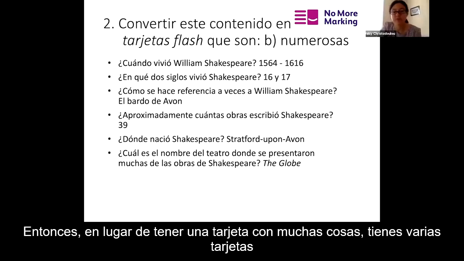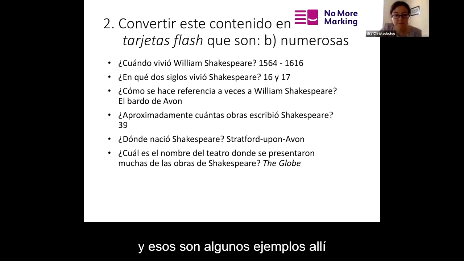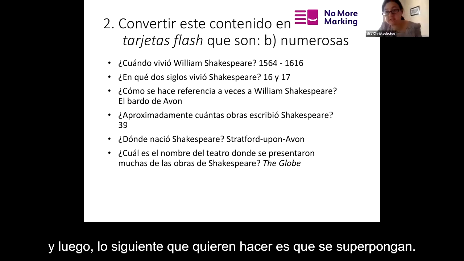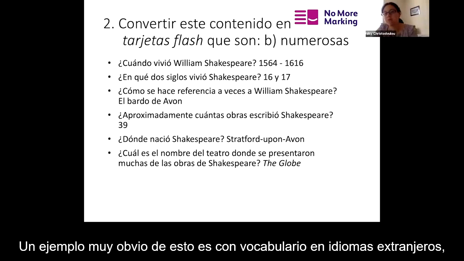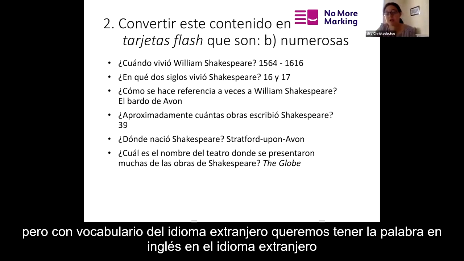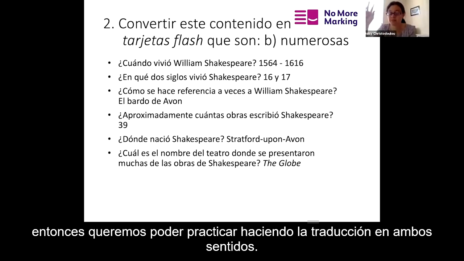Okay? So rather than having one flashcard with loads of stuff on it, you have several flashcards, and each one is just a little bit. And those are some examples there. And then the next thing you want to do is make them overlapping. And so what do I mean by overlapping? A really obvious example of this is with foreign language vocabulary. With foreign language vocabulary, you want to have the English word into the foreign language, and then you want to have the foreign language word also into English, so that you want to be able to practice making the translation both ways.